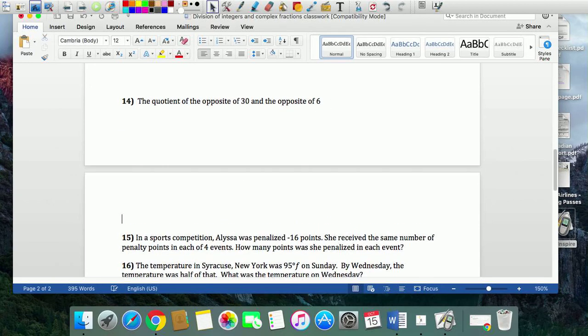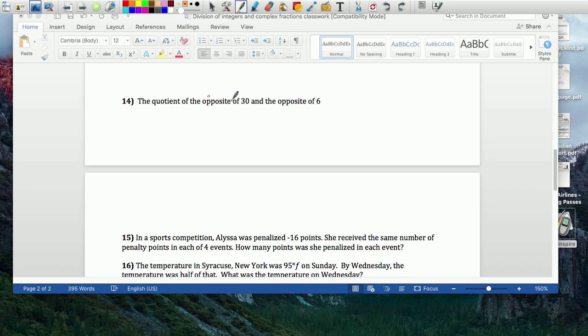The quotient of the opposite of 30. So quotient, I'm dividing two things, so I want to find the quotient. The answer to the opposite of 30, which is negative 30, divided by the opposite of 6, which is negative 6. Negative divided by negative is a positive, and 30 divided by 6 is 5.